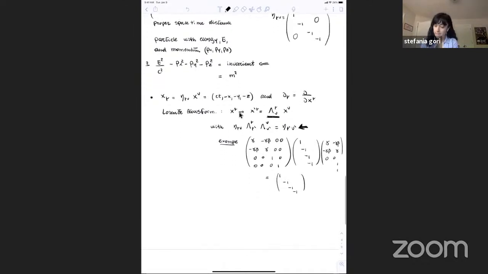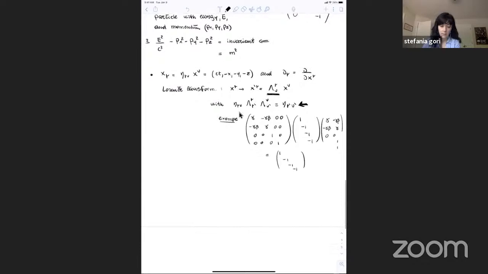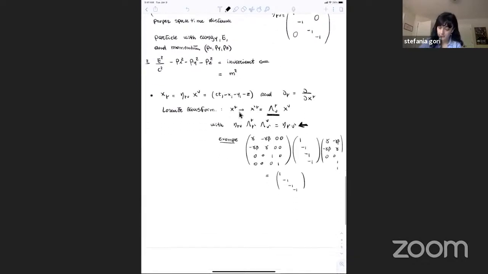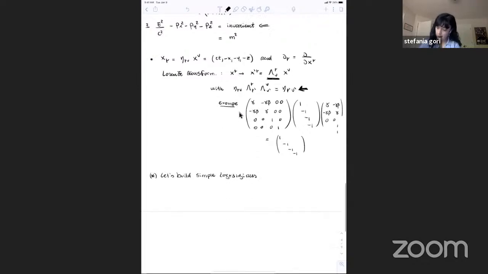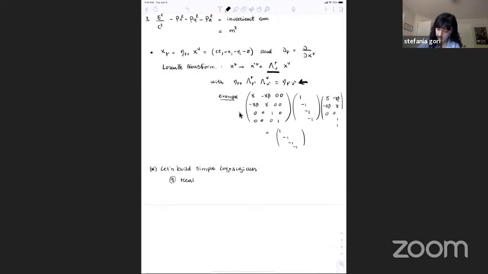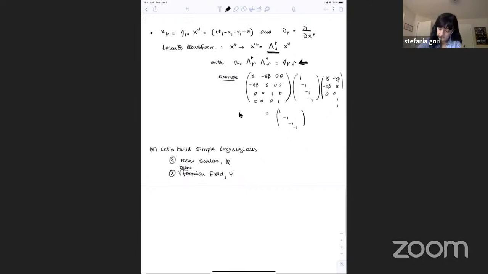Okay, excellent. So now let's see how to apply what we have learned on simple Lagrangians. Let's build simple Lagrangians. That will bring two examples. One is for a real scalar field phi, and the second one is for a fermion field, so a Dirac fermion field psi. Okay, so let's start with one.